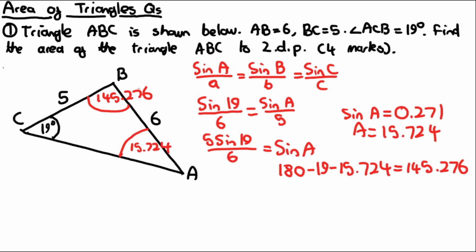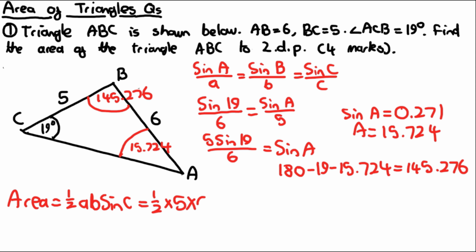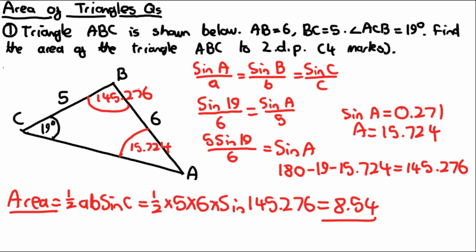We can use the formula area is equal to half ab sin C. We're using these two sides, so it is half times 5 times 6 times sin 145.276, which if you put into a calculator is equal to 8.54. The area is 8.54 to 2 decimal places, and that's the answer.